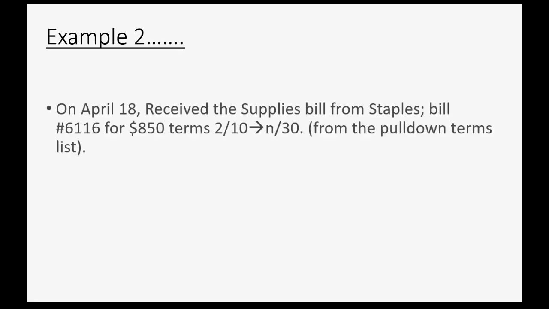So, let's imagine on April 18, we received the supplies from Staples. The bill number 6161 for $850 had these specific terms, 2/10 net 30, and that comes from the pull-down list. And if you saw the prior video that was comparable for customers, you know that this means that we will get a 2% discount if we pay within 10 days of April 18th. If not, we have to pay the whole amount in 30 days.